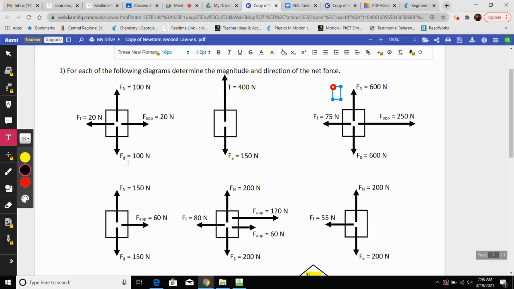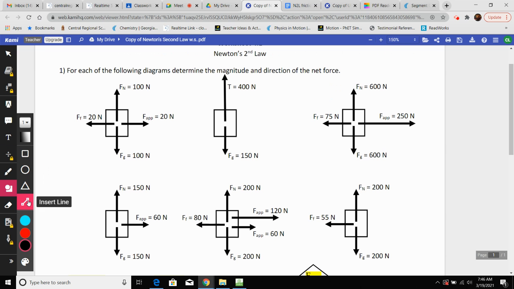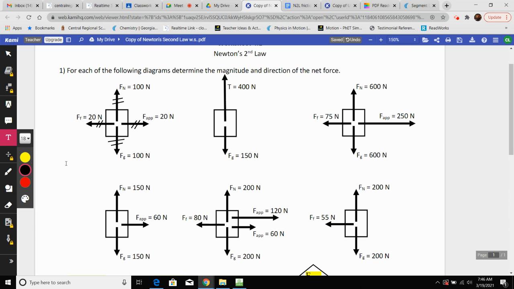All right, so look, opposite directions, what do we do? We subtract. Same directions, we add. So first one, we get 100 up, 100 down. Those two things are equal, so I don't really even care about that. Friction force is 20 to the left, and then we have applied force, which is 20 to the right. You guys don't need to draw right here what I'm showing you because I'm just showing you that they're balanced, balanced, balanced, balanced. So what is the net force for this one?